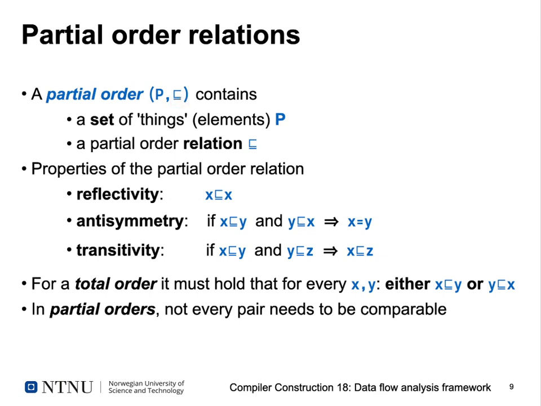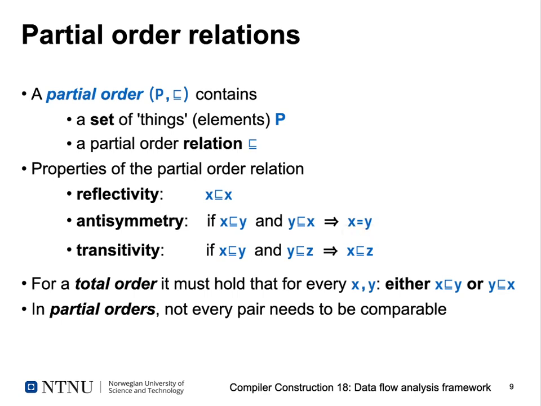Such a partial order has a number of properties which are important for further analysis. First, it's reflexive. So an element X is always in the partial order with itself in this relation here. The next property a partial order has is antisymmetry. So if X is in relation to Y and Y is in relation to X, then we can imply that both elements must be identical.